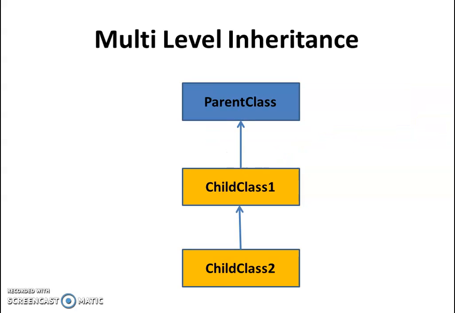Next, we have multi-level inheritance. In multi-level inheritance, the child class derives from a class which has already derived from another class. As you can see over here, this particular child class is deriving from this parent class, and further this child class 2 is deriving from this particular child class 1. So in multi-level inheritance, this type of labeling is maintained.